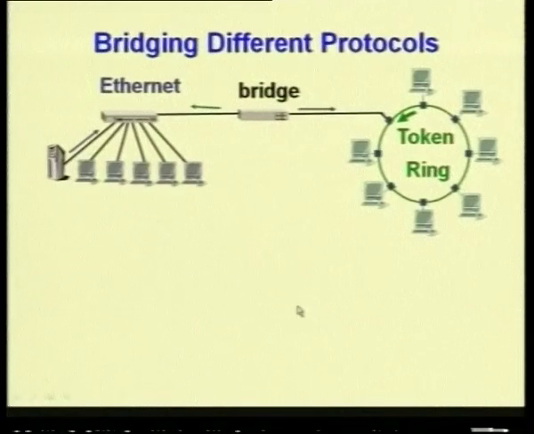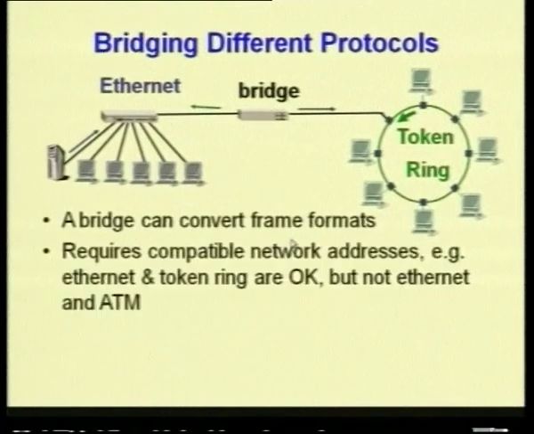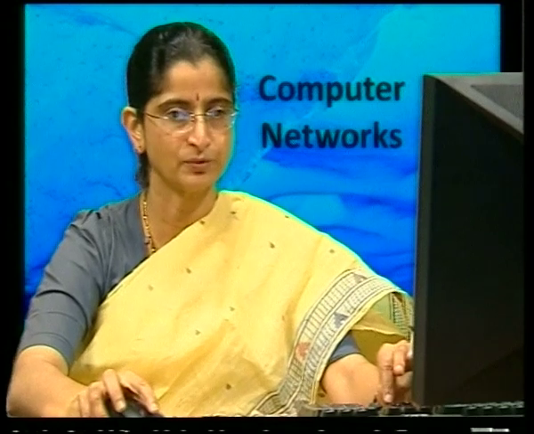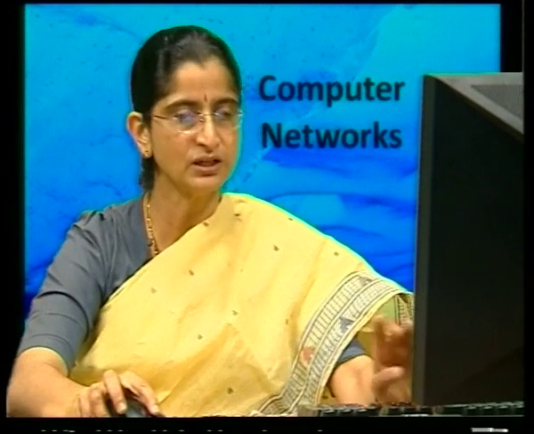Now when you are looking at different protocols, let's say I have an Ethernet protocol here and a token ring protocol here. The bridge will now do protocol transformation. An Ethernet frame will be converted to a token ring frame and then sent. This is what is done when you are bridging different protocols. So a bridge can convert frame formats. Of course, it requires compatible network addresses. For example, Ethernet and token ring are okay because both of them use 48-bit addresses and belong to the same 802 family of protocols, but not Ethernet and ATM, because they have totally incompatible network addresses. So you cannot do the bridging at that level.